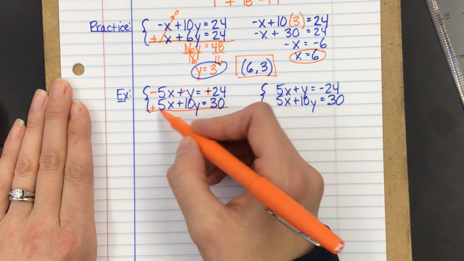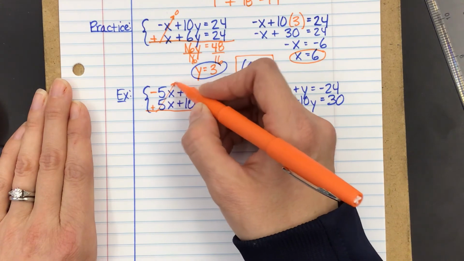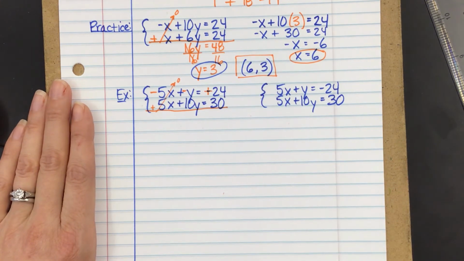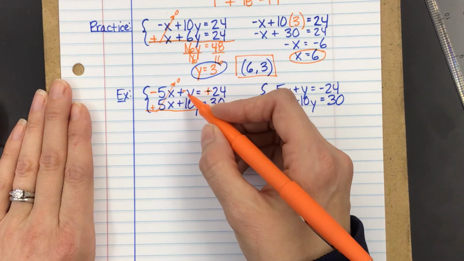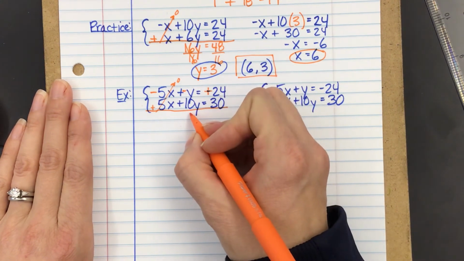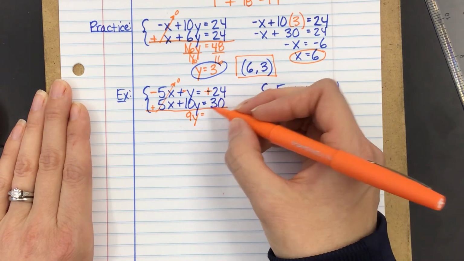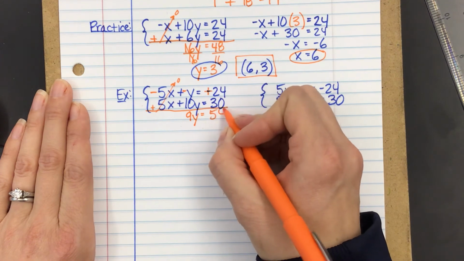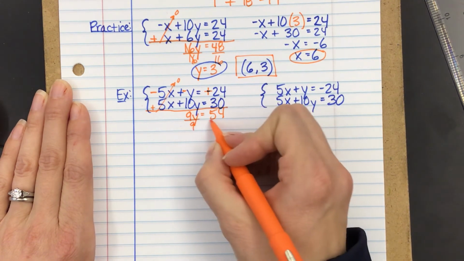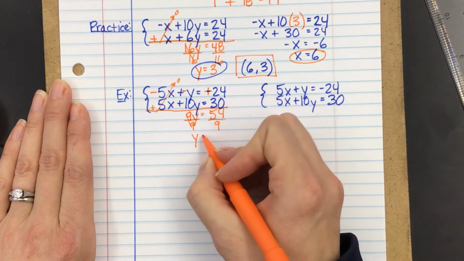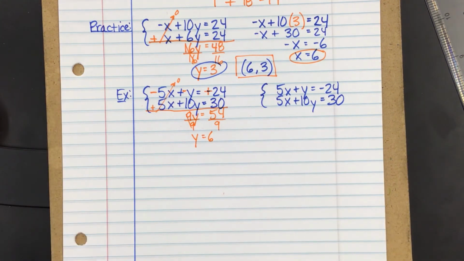So -5x plus 5x, you eliminate that. It has a value of 0. -y plus 10y is a positive 9y. Positive 24 plus 30 is going to be a positive 54. Divide both sides by 9, and I get that y is equal to 6. Okay. So that is one way of doing it. You just multiply one of the equations by a negative number, a -1. It switches the signs, and then it's nicely set up to add.